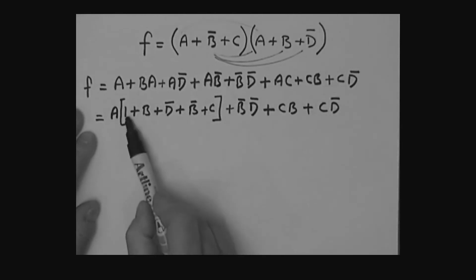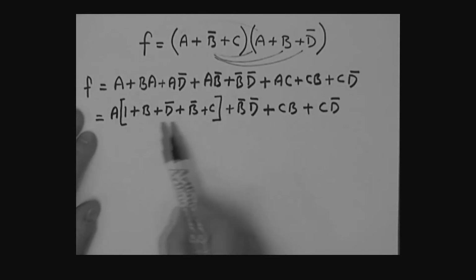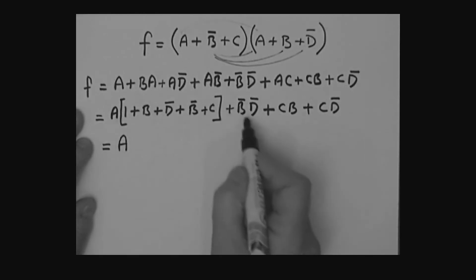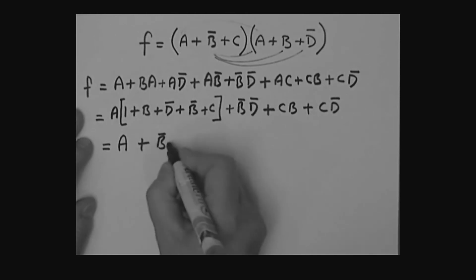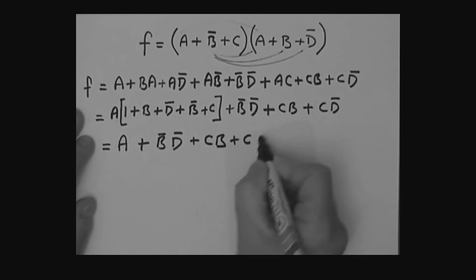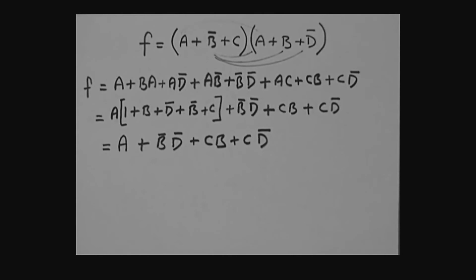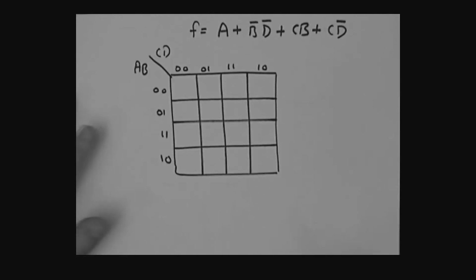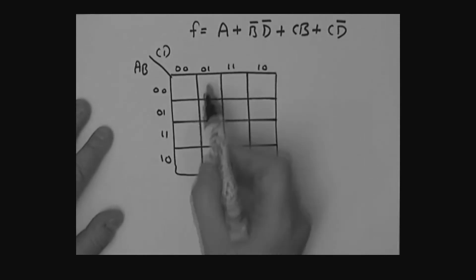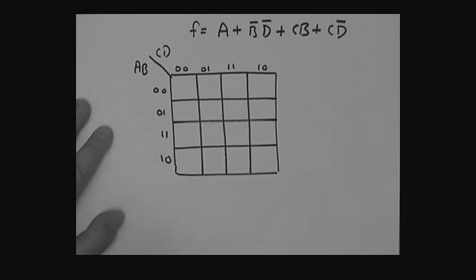Okay. Now you know one or anything is just one, isn't it? One or anything is just one. And so this is really A then. That's one. And then or B bar D bar, or CB or CD bar. Okay? And that's what we're going to try to plot on our map. And we'll see if we can actually minimize. Okay, right, let's give this a go. All right, so here is that function. We've already done some minimization then using Boolean algebra. Okay, so let's plot this. Let's plot A. Well, where is A true? Well, A is true here and here, so this whole row is where A is true.